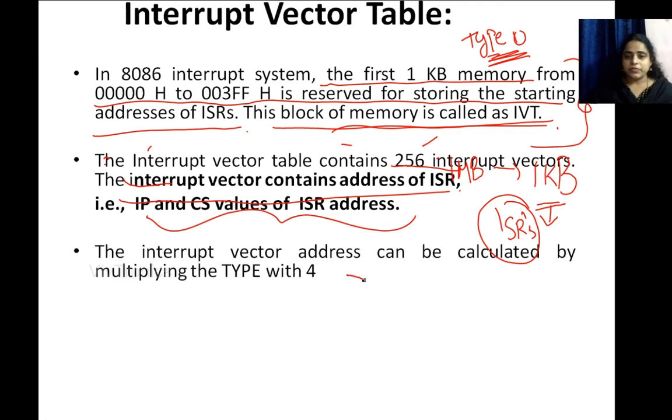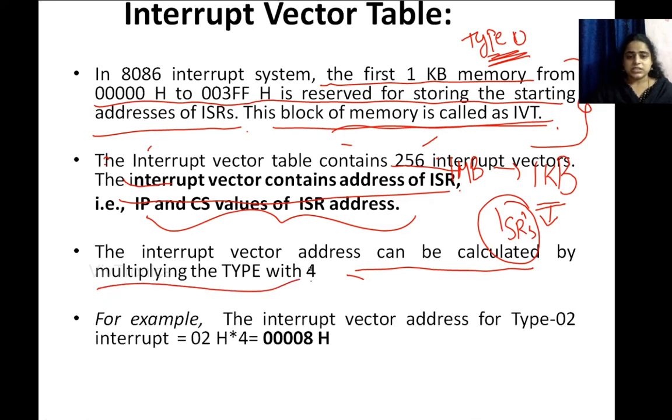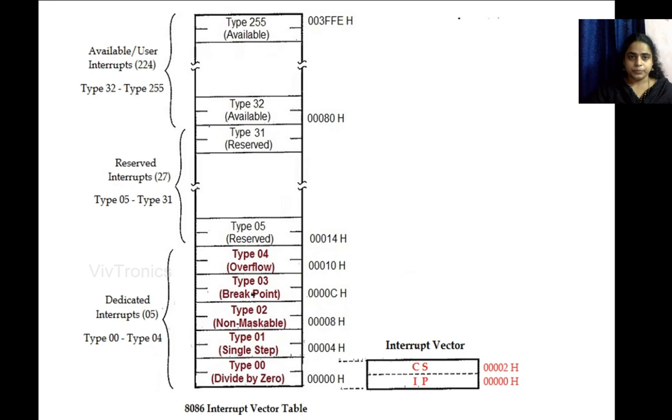The interrupt vector address can be calculated by multiplying the type by 4. For example, the interrupt vector address for the type 2 interrupt is 02 into 4, that is 00008H. Why are we multiplying by 4? I have already told you the length is 4 bytes for any vector. That's why we multiply by 4.